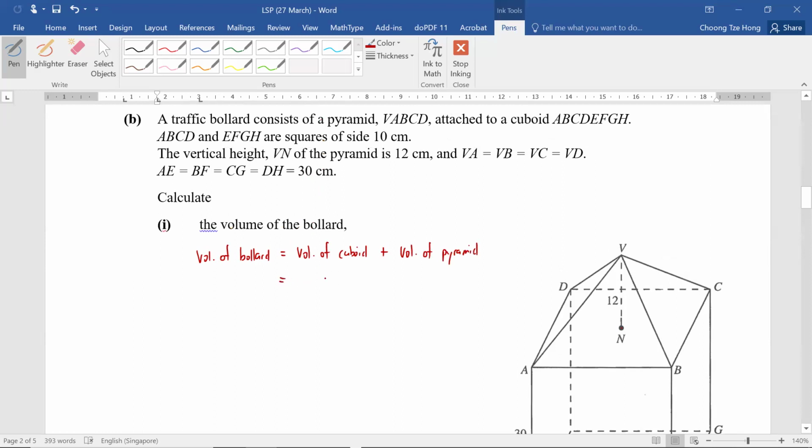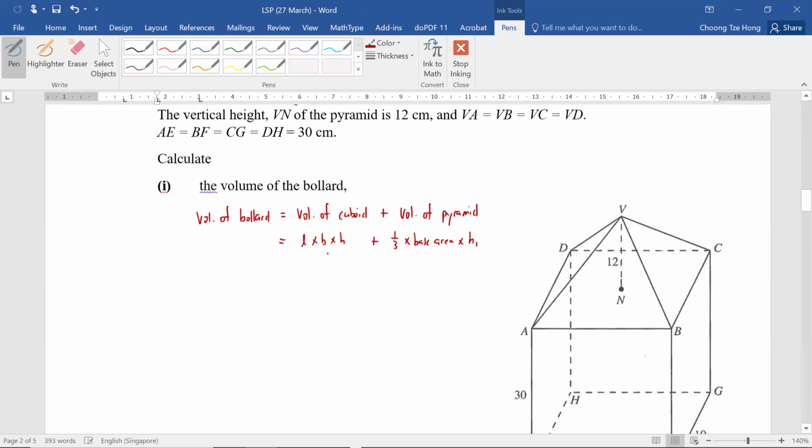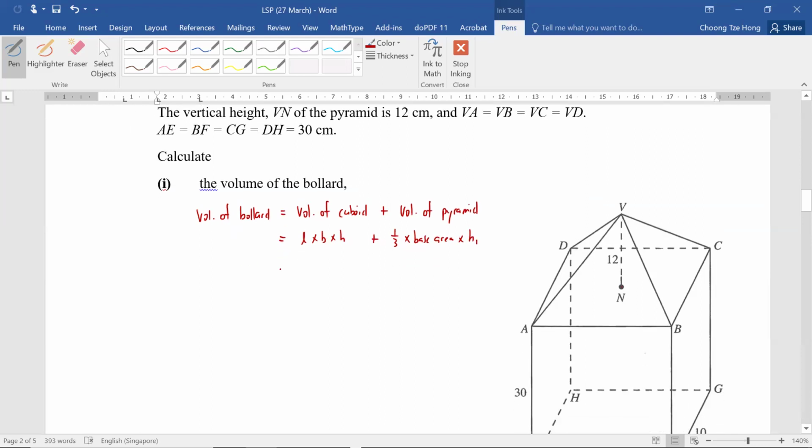Right, so the volume of the cuboid is just length times breadth times height. The volume of the pyramid is 1/3 times the base area times the height of the pyramid. Let's call it h1 to differentiate from the height of the cuboid. So you will get 10, since it's a square base, 10 times 10 times the height 30.